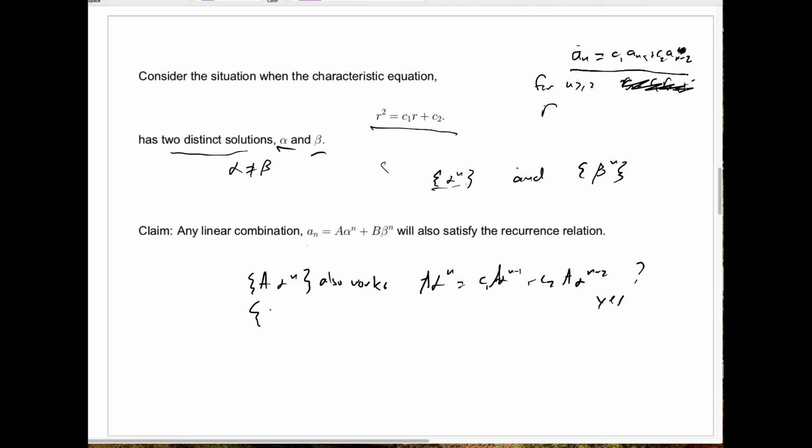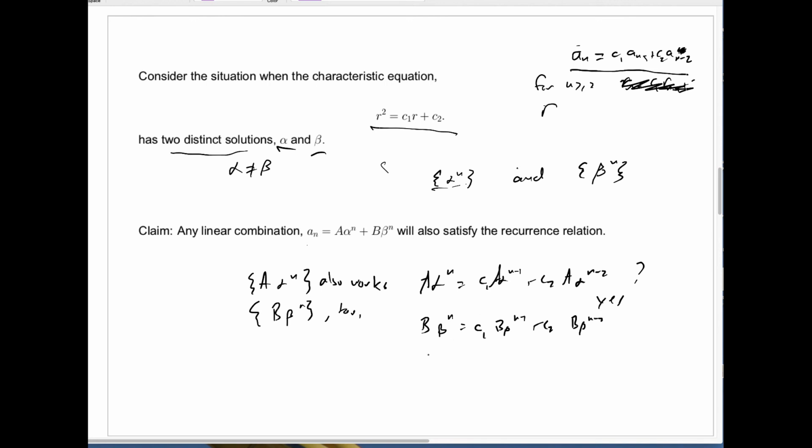And by a similar argument, of course, b times beta to the n also works. Now, let's say I have two different sequences, each of which satisfies the recurrence relation. So we know a alpha to the n is c1 times a alpha to the n minus 1 plus c2 a alpha to the n minus 2. We also know that for this second sequence, b beta to the n is c1 times b beta to the n minus 1 plus c2 times b beta to the n minus 2.